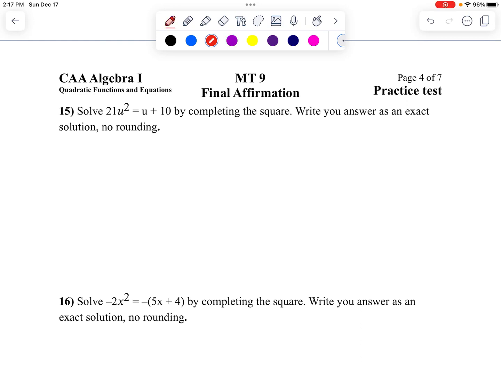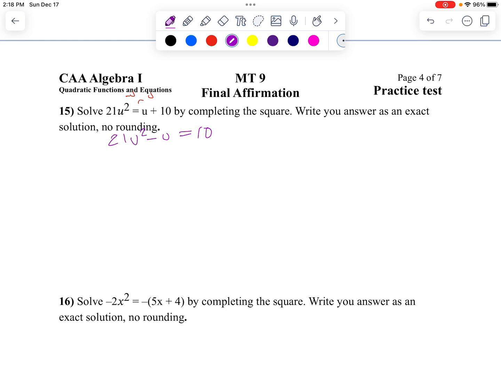Hey, let's take a look at problem number 15. First thing we want to do is get all the variables on the same side. So we're going to subtract u from both sides. So then I'm going to get 21u squared minus u equals 10.